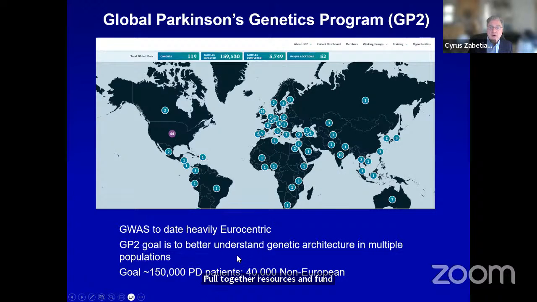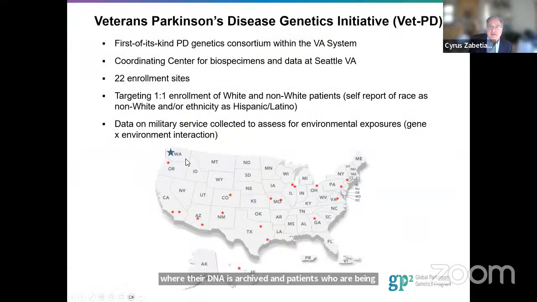What they're basically doing is trying to pull together resources and fund studies from across the world. They're hoping to enroll 150,000 PD patients, of whom they're hoping to get 40,000 who are non-European ancestry. And this includes patients who were enrolled in studies long ago where their DNA is archived, and patients who are being prospectively recruited. And we were fortunate enough to get funding from this program.